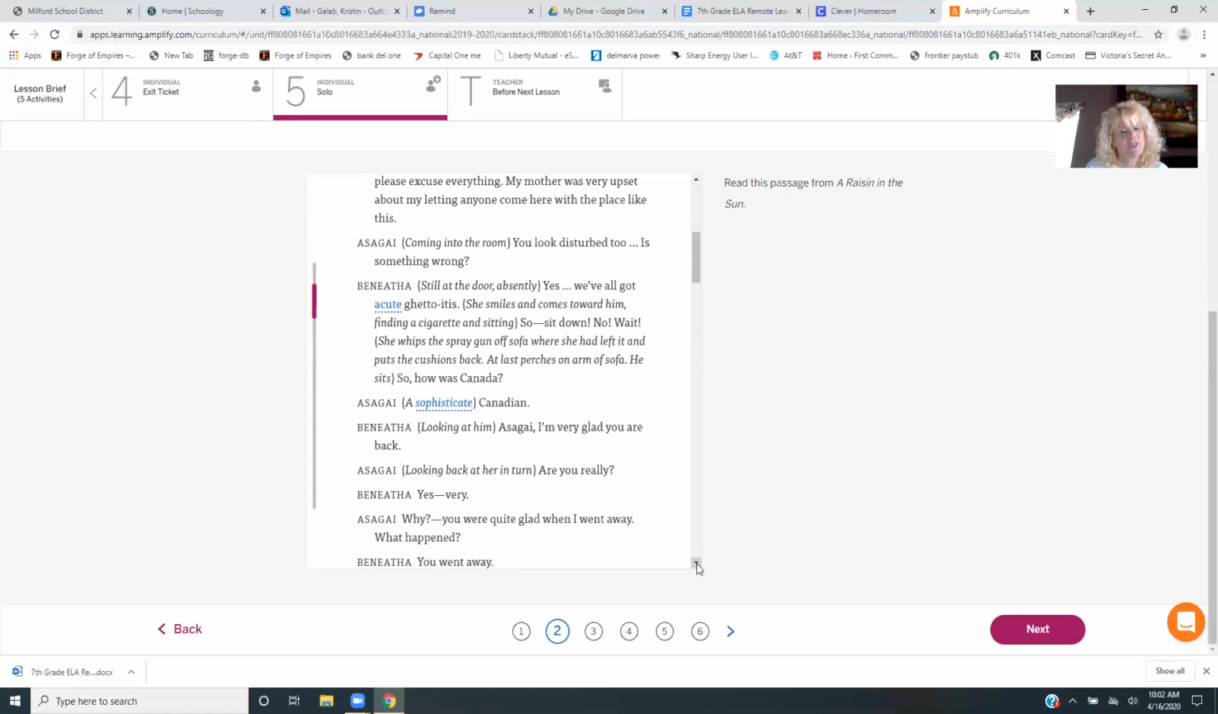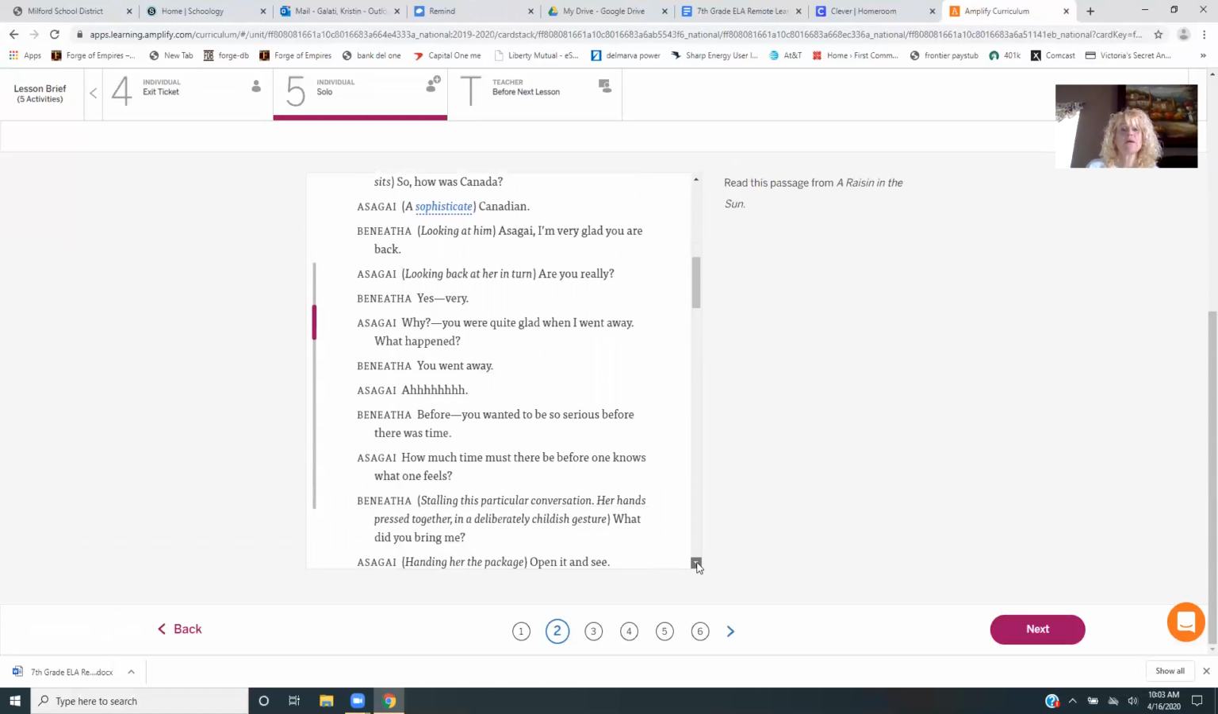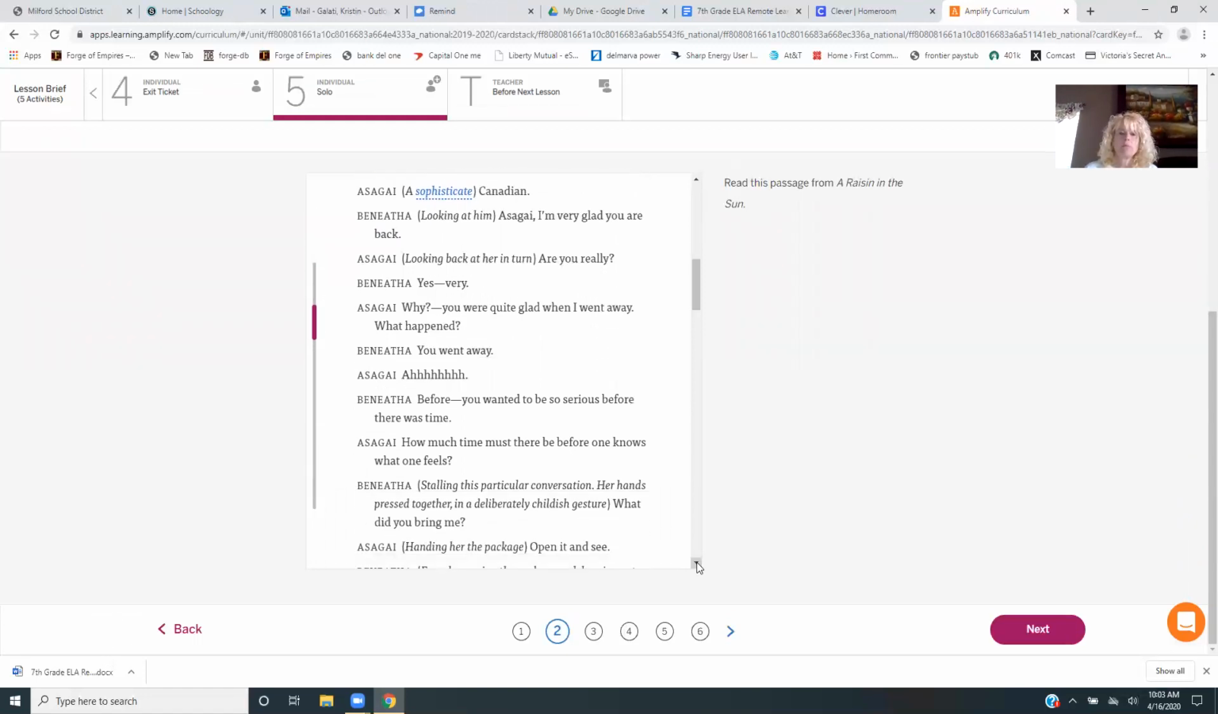Asagai, I'm very glad you're back. And he says, looking back at her in turn, are you really? Yes, very. Why? You were quite glad when I went away. What happened? You went away. Before, you wanted to be so serious, before there was time. How much time must there be before one knows what one feels?